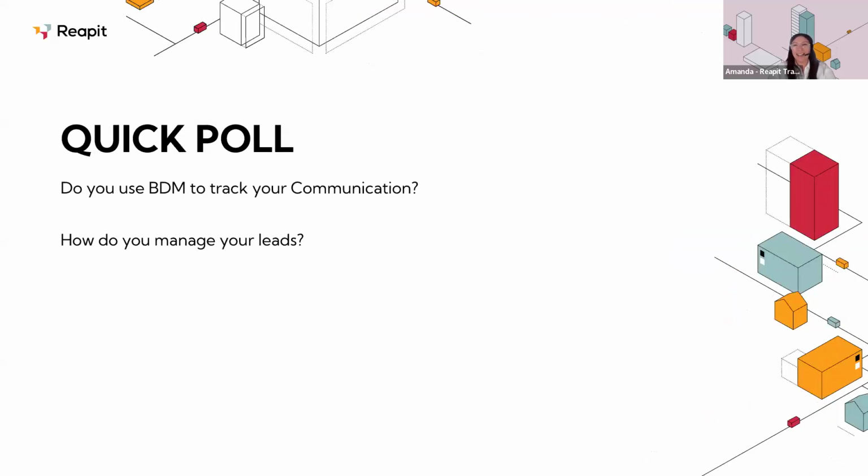So we're going to start, as we like to have you all interactive with a poll. So I'll just prop that up on the screen and I'll just launch that now. So do you currently use BDM to track and communicate with your owners? And how do you currently manage your leads? So if you can all pop in your answers, that would be really great.